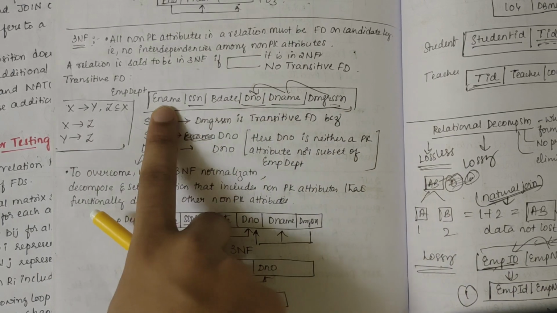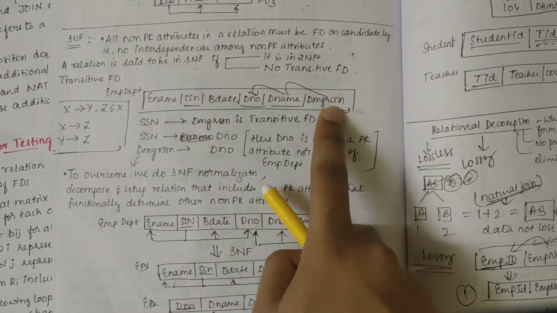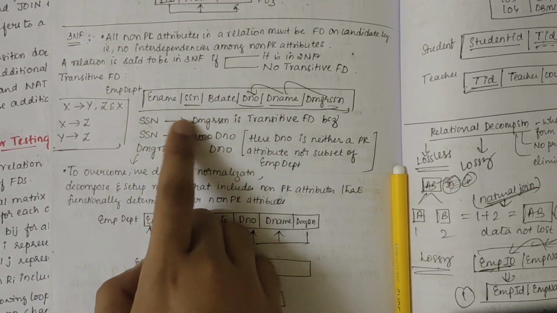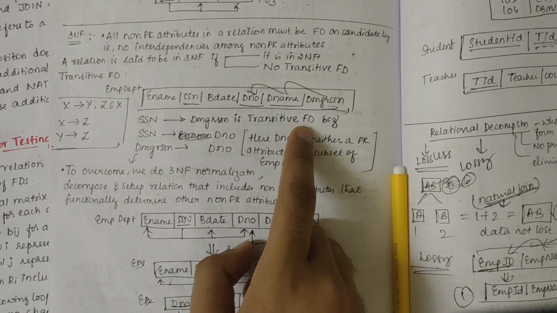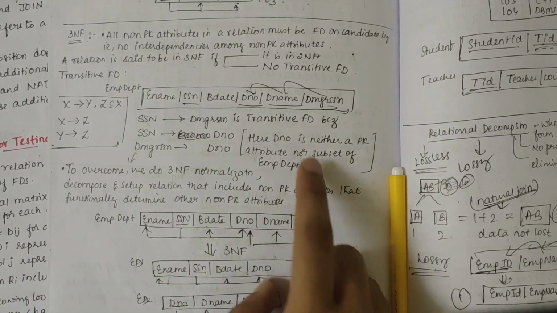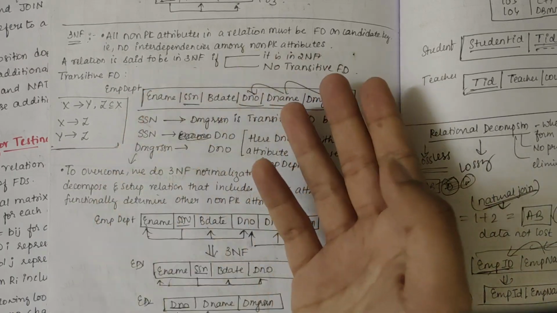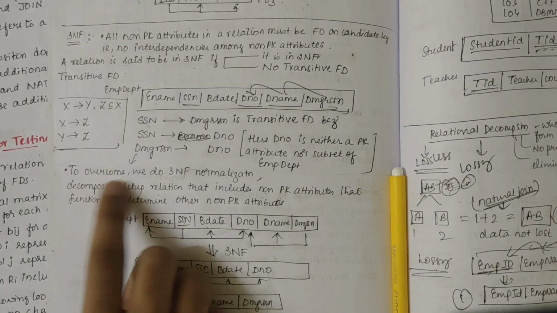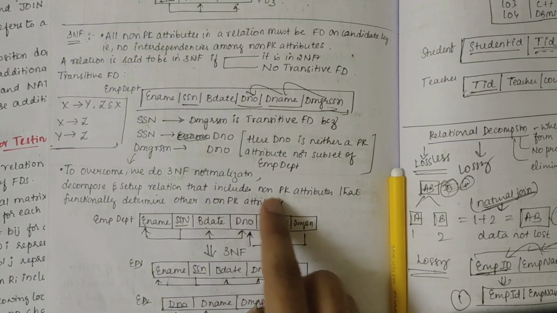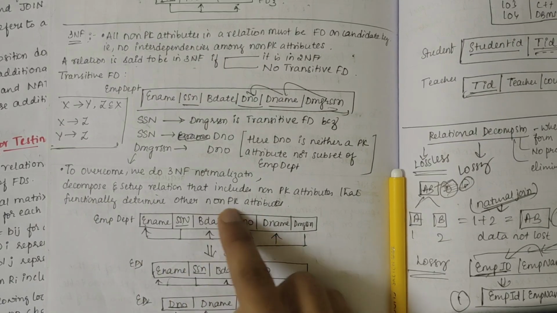Understanding this with an example, we have employee department here. So ename, SSN, bdate, dnumber, dname and dmanager are the attributes here. So dmanager is dependent on SSN. This is a transitive functional dependency because dnumber is dependent on SSN and dmanager is dependent on dnumber. Here dnumber is neither a primary key attribute nor a subset of the key of employee department. So we encounter transitive functional dependency. To overcome this, we need to do 3NF normalization. So for that, we decompose it, setting up a relation that includes non-primary key attributes that functionally determine other non-primary key attributes.